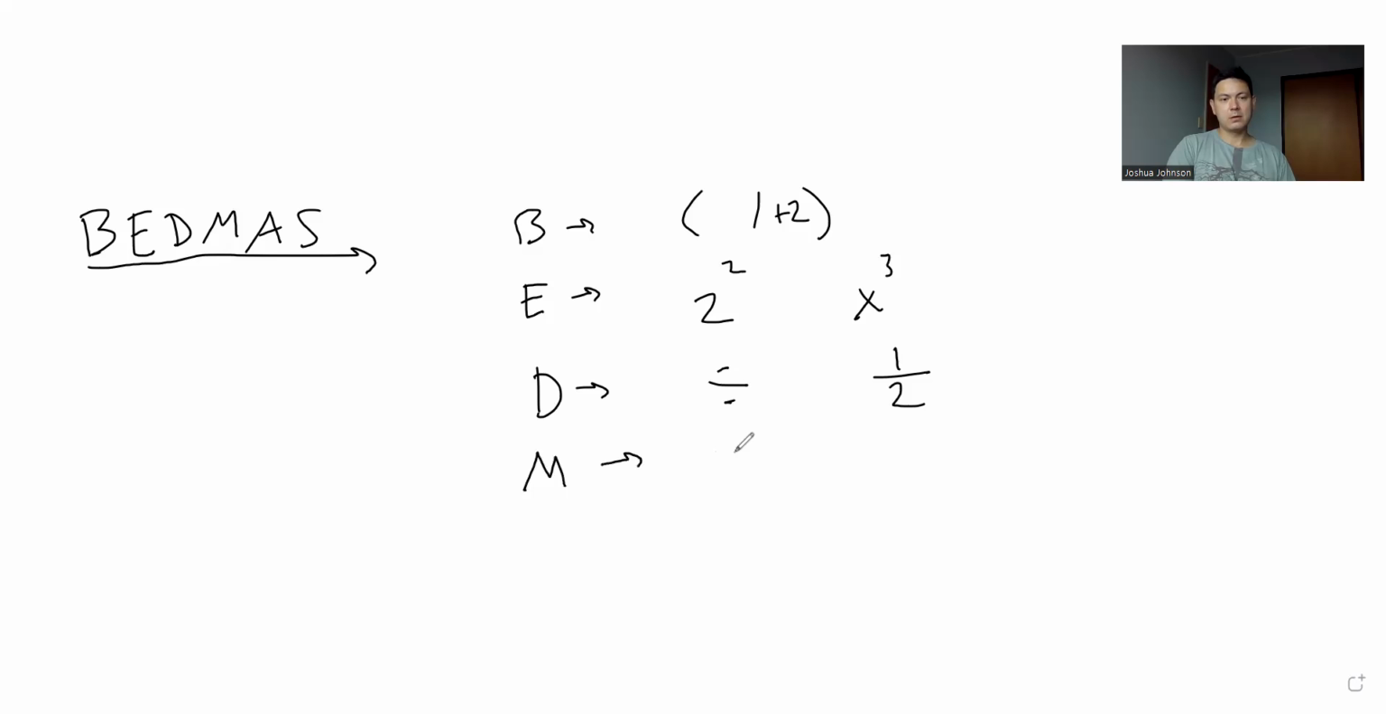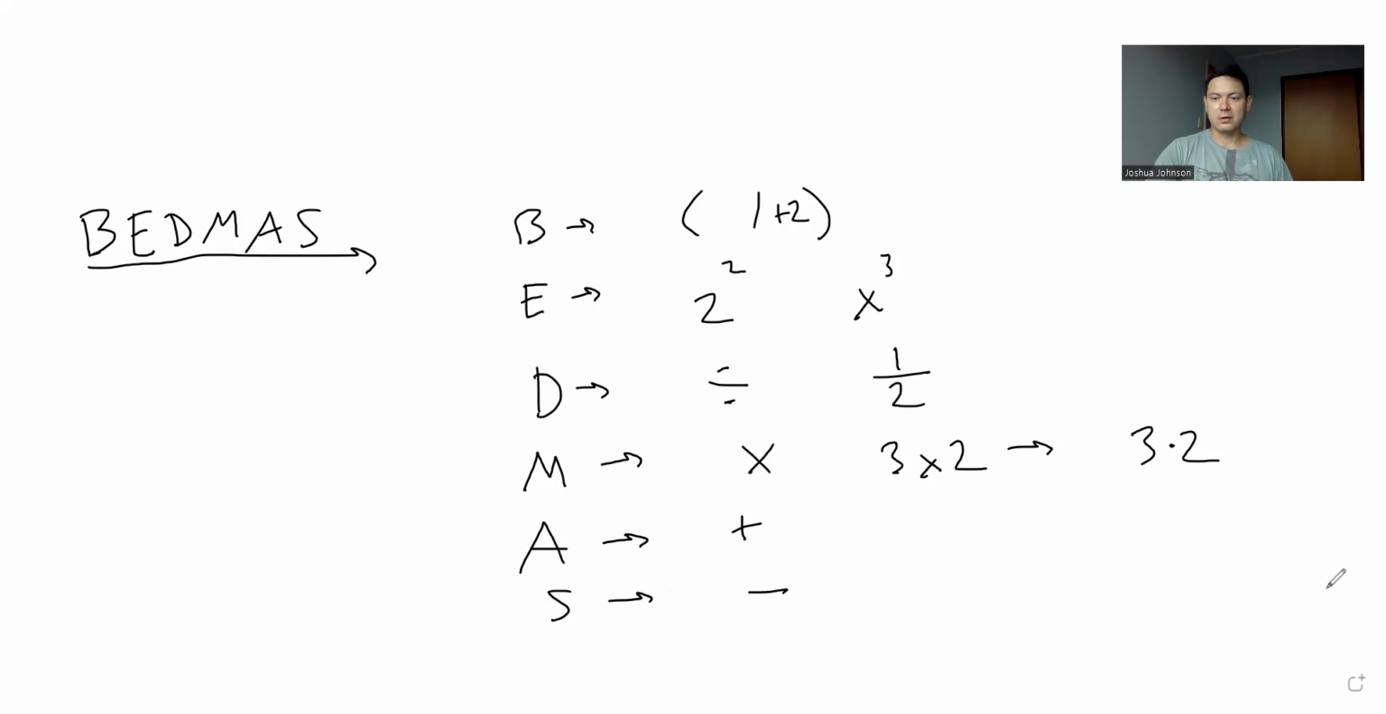M for multiplication, 3 times 2, for example. And again, the multiplication sign can be written in different ways. In engineering school, which I went through, we wrote the multiplication sign like a dot. So just be aware that it can be written in different forms. A for addition, S for subtraction, or the minus sign.